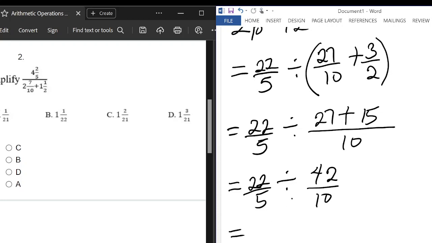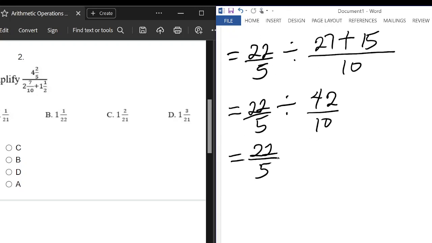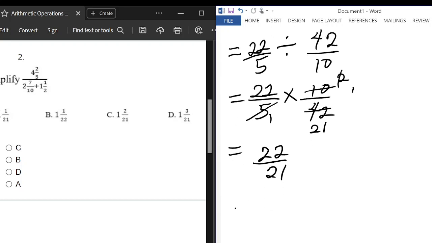Then we can flip the division. We change division to multiplication, then we flip the next fraction. That means we're going to have 22 over 5 times 10 over 42. So we can then divide now. Let's cut. 5 can go here, 1. 5 can go here, that is 2. 2 can go here, 1. 2 can go here, that is 21. Is there any other thing that can go? No. That means we have 22 over 21. In that case, our final answer is 1 whole number 1 over 21. Hope this is clear. And that is option B. So we'll move to the next question.